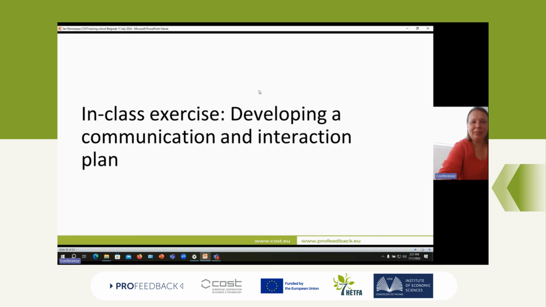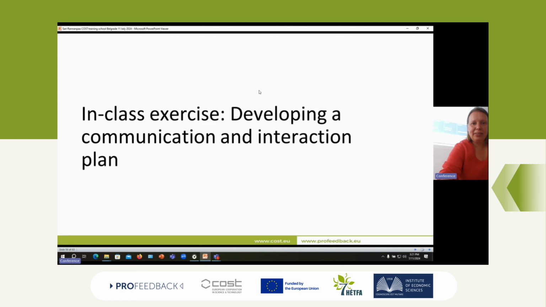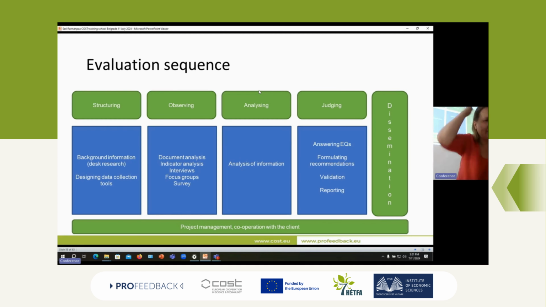Okay, cool. Now we're actually starting to be towards the very end. I would like you to test this, to develop a communication and interaction plan for an evaluation. Basically, using this table and this format to think about what you would communicate to whom and when. Okay, I have here the evaluation sequence. So to make a communication plan which supports your evaluation. It doesn't have to be super long, but just to get some experience on thinking about who needs to know about your work at which point. I think that's the main idea.